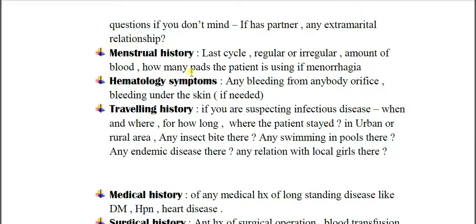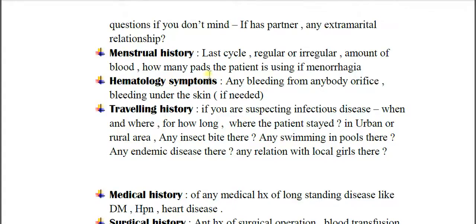Menstrual history for female patients. What about your periods, the last period? Is it regular or irregular? Amount of the blood coming out, and how many pads the patient is using if menorrhagia. We are suspecting menorrhagia, and if the amount of the blood coming out is more than usual.